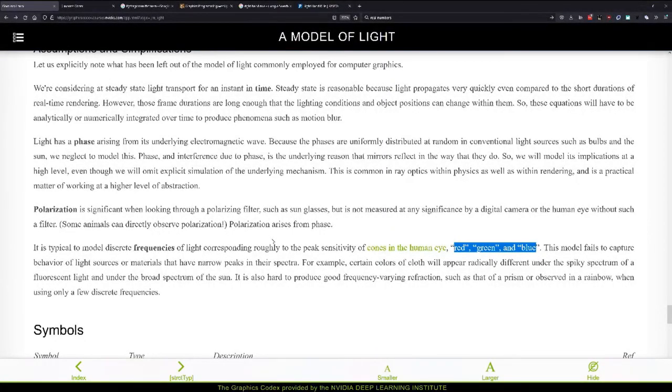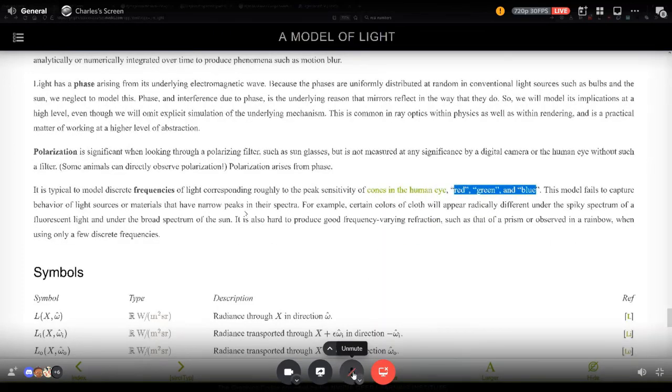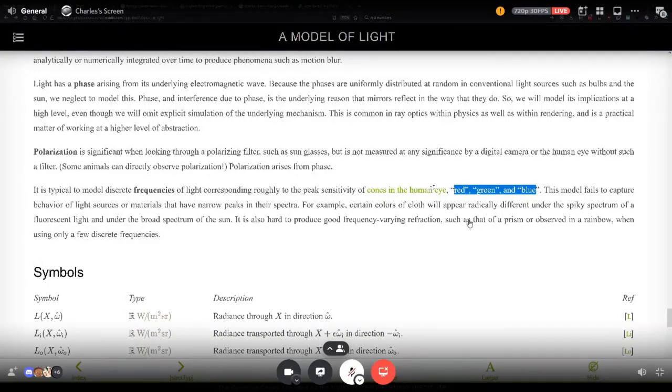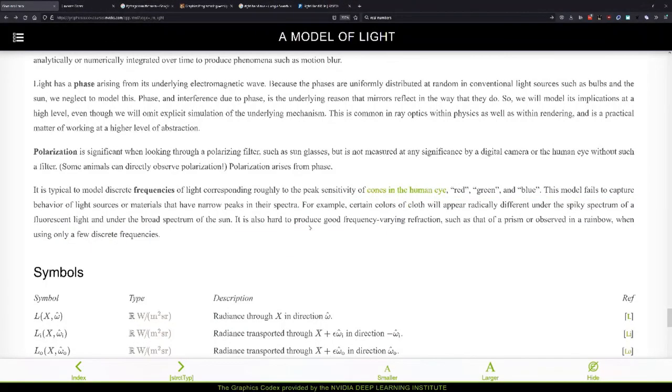And does the Graphics Codex cover spectral rendering? I don't know. Probably not. Yeah. Okay. Okay, so there are reasons to use spectral rendering. I don't know if they use it.